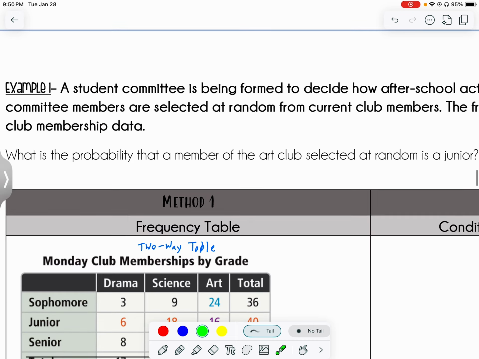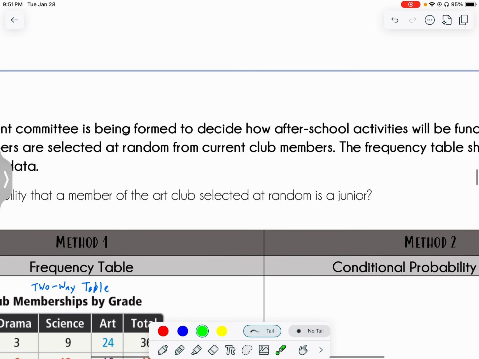Let's take a look at the question up here. What is the probability that a member of the art club selected at random is a junior? Notice how this person is a member of the art club. This is a given. We know something about that. Because we know that, that gives us a bar. So we could say bar art. We know that they're an art, so what's the probability that they're a junior?